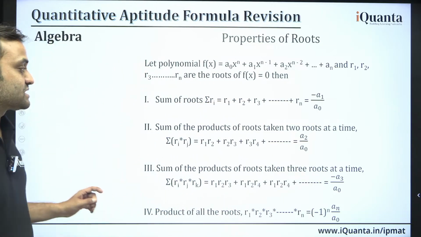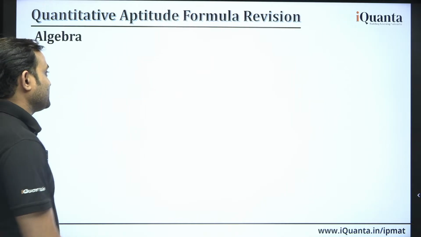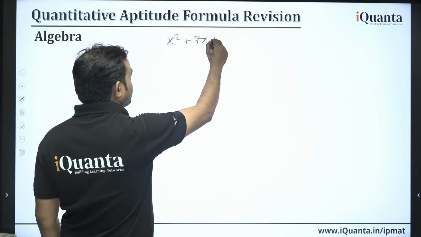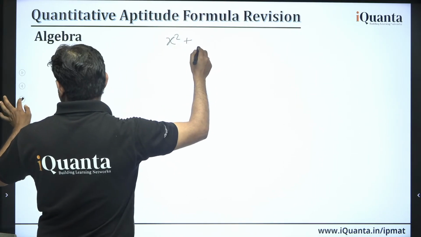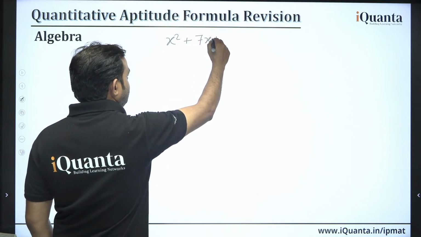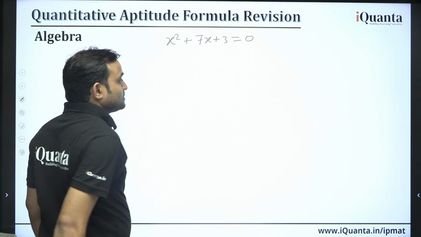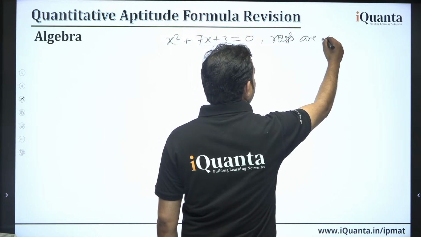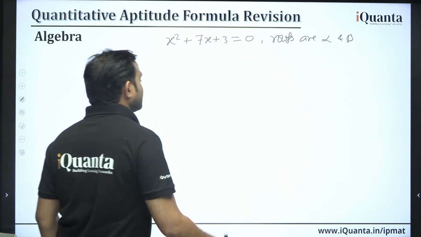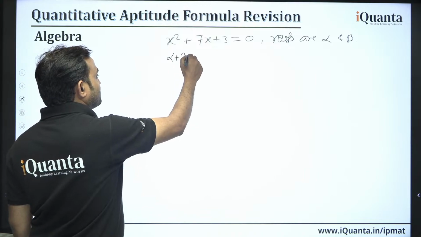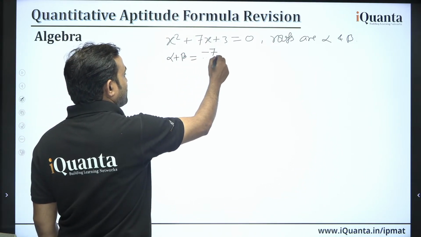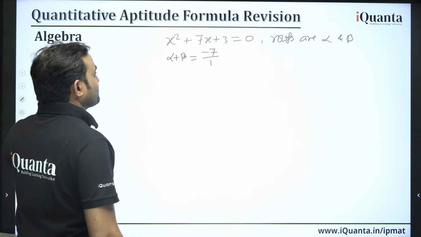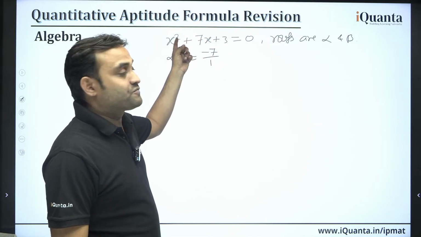So again, if this is confusing to you guys, let me explain it using an example. Like let's say one of the equations is x square plus 7x plus 3 is equal to 0, and the roots of this equation are alpha and beta. Then what we can say, sum of the roots alpha plus beta will be equal to minus 7 upon 1, which is this one. Okay, minus a1 upon a0, coefficient of x divided by coefficient of x square.